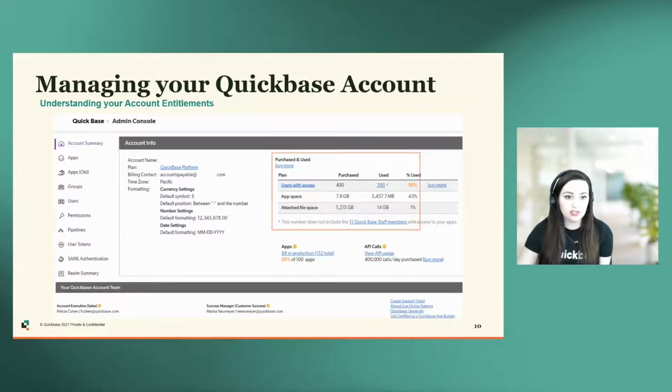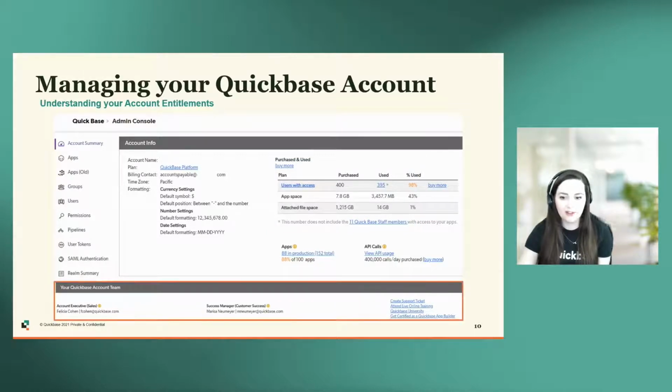The purchase and use section right here is going to display the usage and your purchased user licenses, app space, and attached file space that are included with your Quickbase plan. And last, you'll see a summary of your Quickbase account team. This will always include an account executive, and you may also have a customer success manager depending on the service plan your account has purchased. If you have any questions about the entitlements you find on this page, you can always contact your account team and they're more than happy to help.